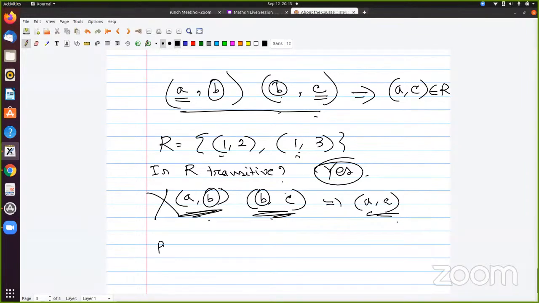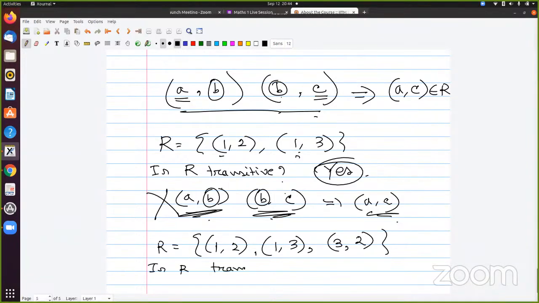Exactly. Now suppose, let me do it further. Now suppose I have this. Now can you tell me, is it transitive or not? Yes, sir, it is transitive.